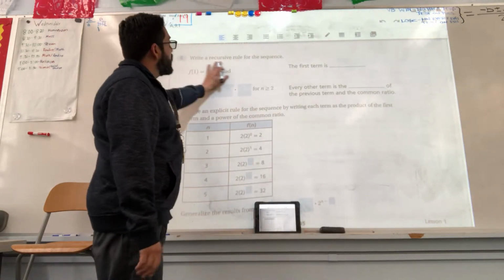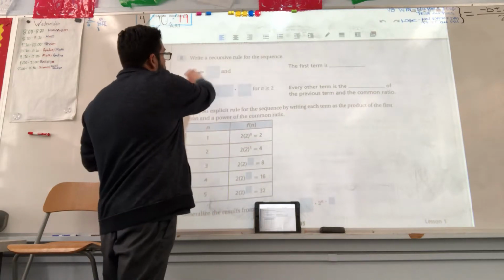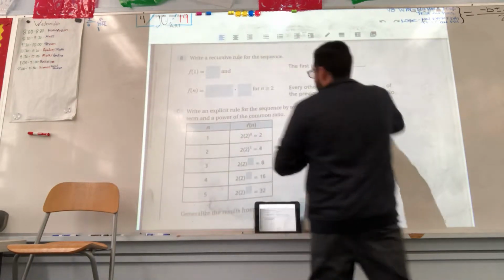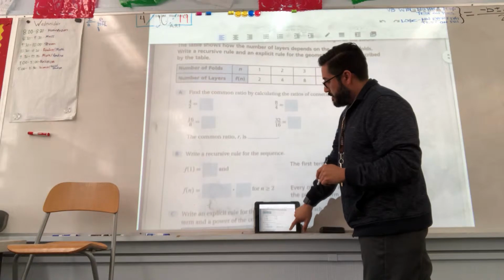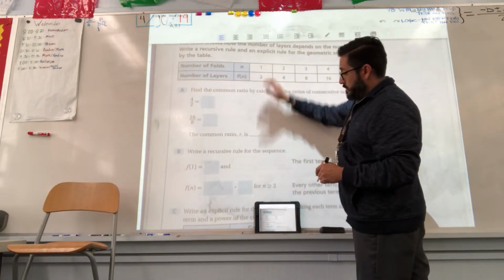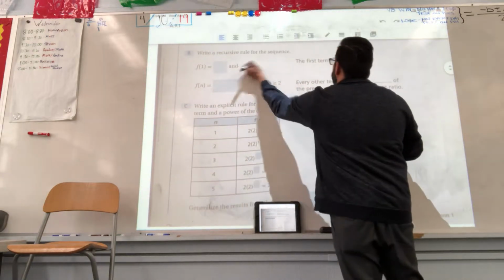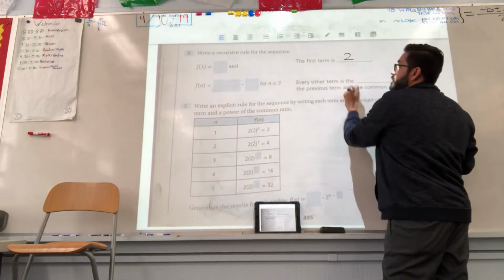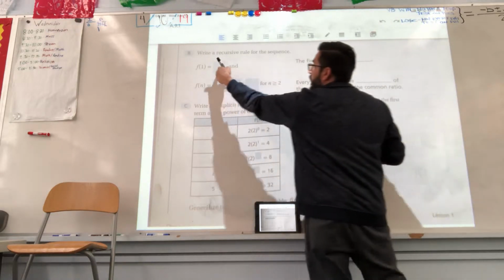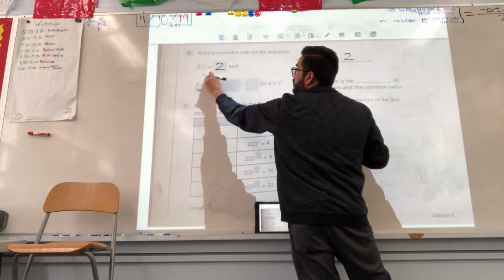All right, so we're going to write the recursive rule for the sequence. The first term that we have, if we look back here, for n equals 1, we have our function of n equals 2. The first term is 2. The function of n for 1 equals 2.